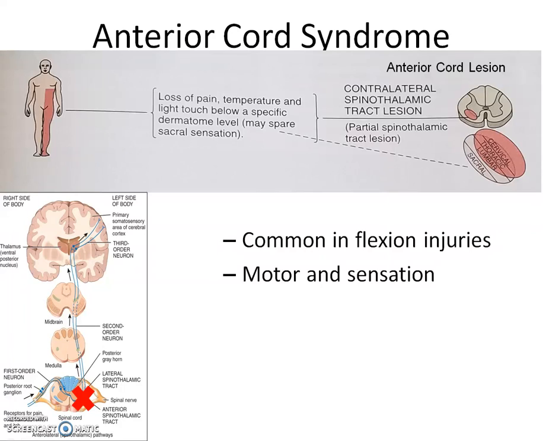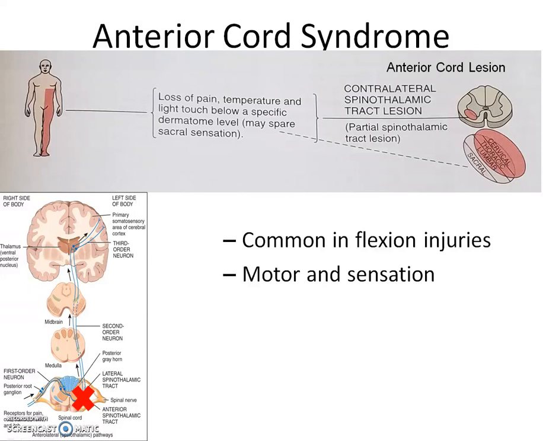So we're going to finish the spinal cord injury PowerPoint. We're talking about different cord syndromes depending on the part of the spinal cord that is injured. Moving on to the anterior cord, this is damage to the anterior portion of the spinal cord, and this often happens with flexion type of injuries.